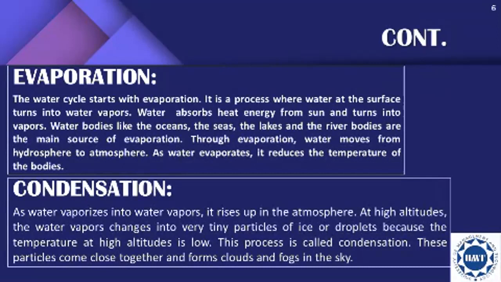So, what is condensation? As water vaporizes into water vapors, it rises up in atmosphere. At high altitudes, the water vapors change into very tiny particles of ice or droplets because the temperature at high altitude is low. This process is called condensation. These particles come close together and form clouds and fogs in the sky.